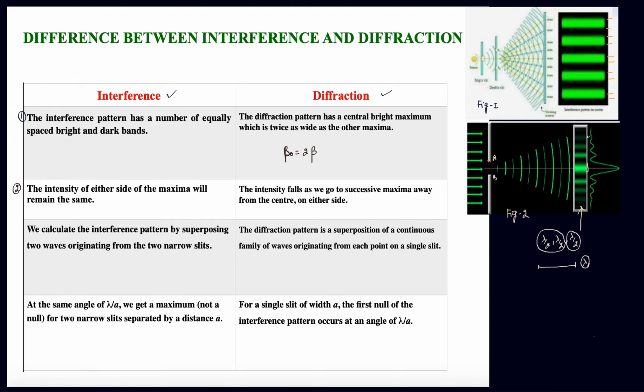So the third point of difference is that we calculate the interference pattern by superposing the 2 waves originating from the 2 narrow slits.